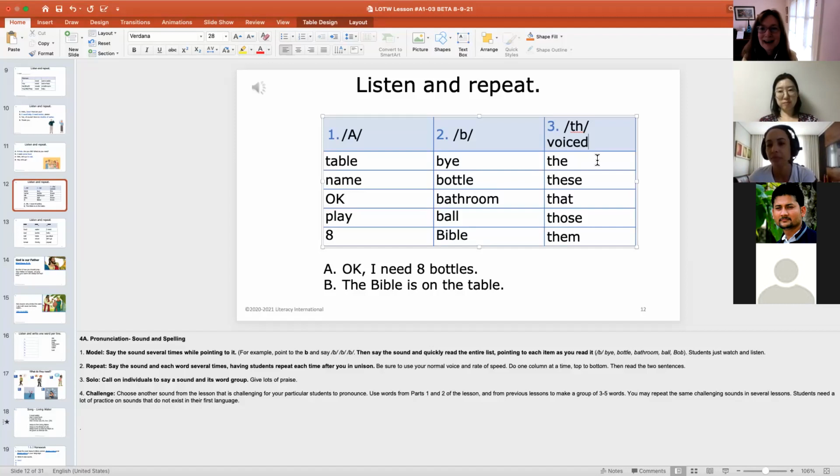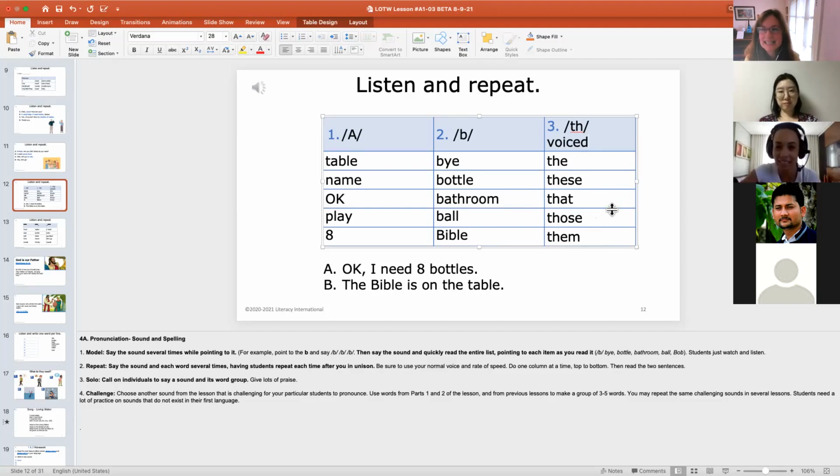Okay, so now I'm going to read the column of words here. The, these, that, those, them. The, these, that, those, them. Let's repeat that together. The, these, that, those, them. Very good. Kezia, can you try this solo? The, these, that, those, them. Okay, very good, very good.